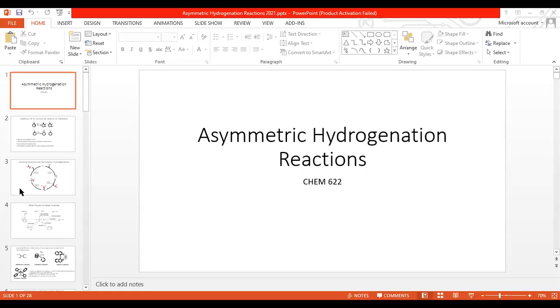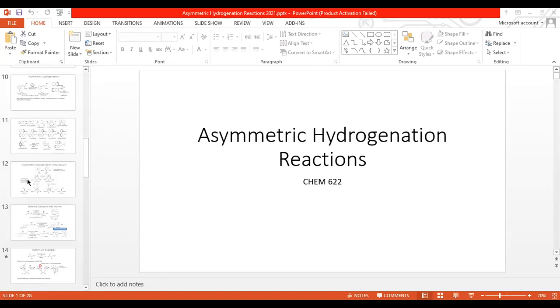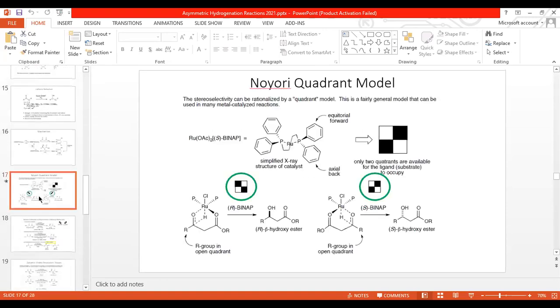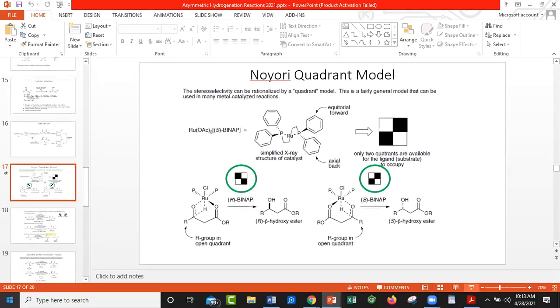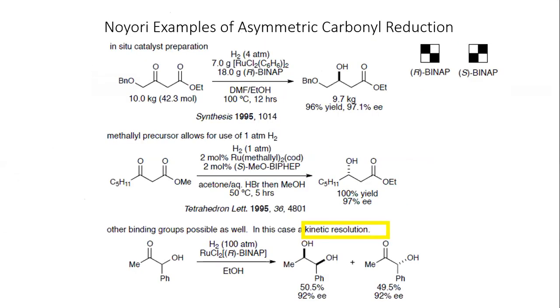All right. So I think we stopped off here talking about how the Noyori ligand is the model that they use for stereo selection, this quadrant model. And then we talked about the asymmetric carbonyl reduction, and that last example, how they were able to do kinetic resolution.